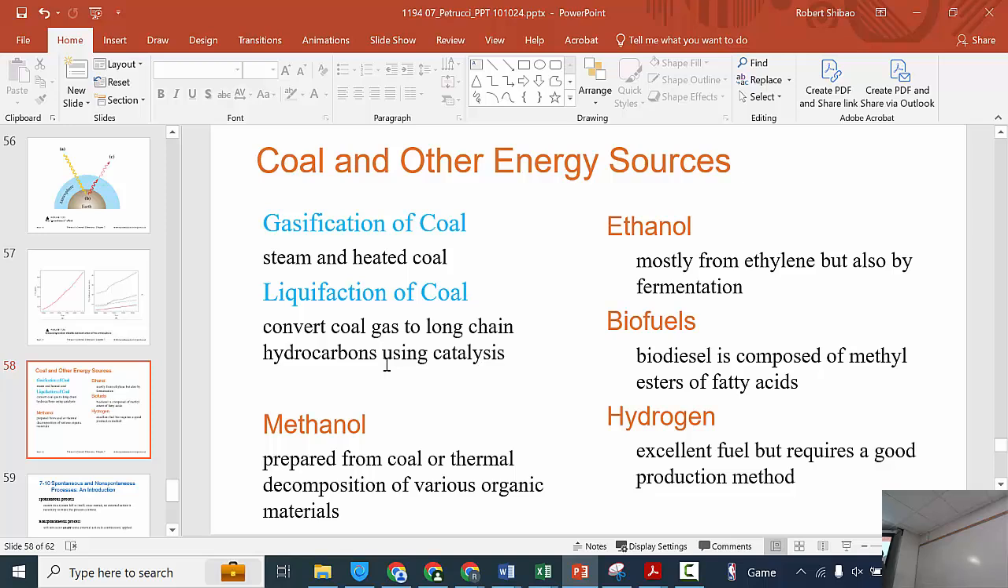Methanol, ethanol. Methanol and ethanol are not fossil fuels. Methanol you can get from corn, or not corn. Corn you get ethanol. Methanol you can get from fermenting wood. You can also get it from coal.